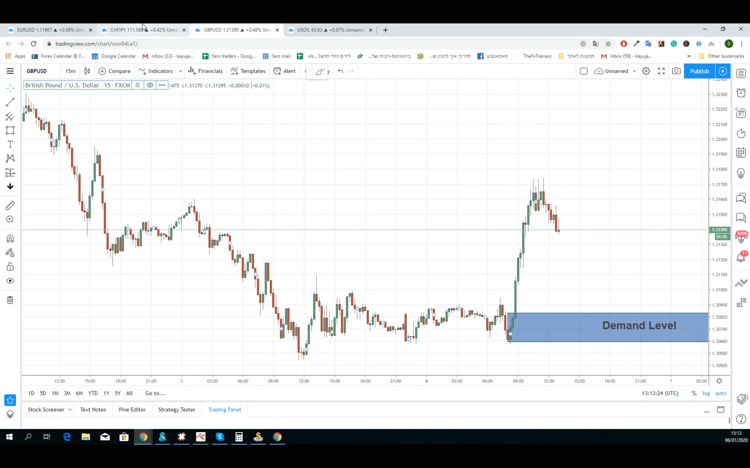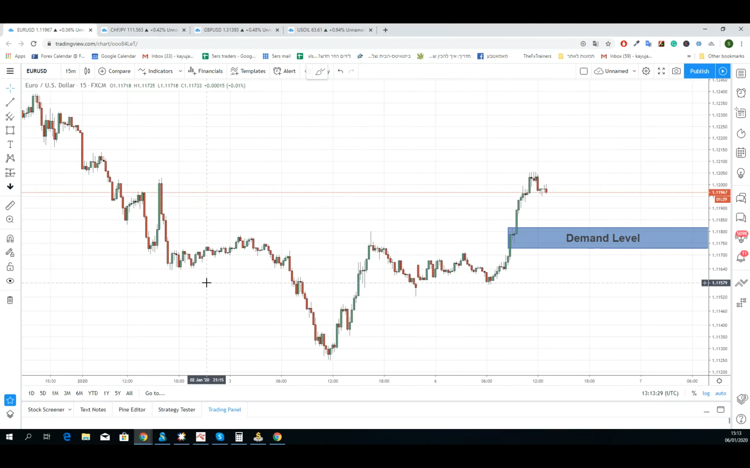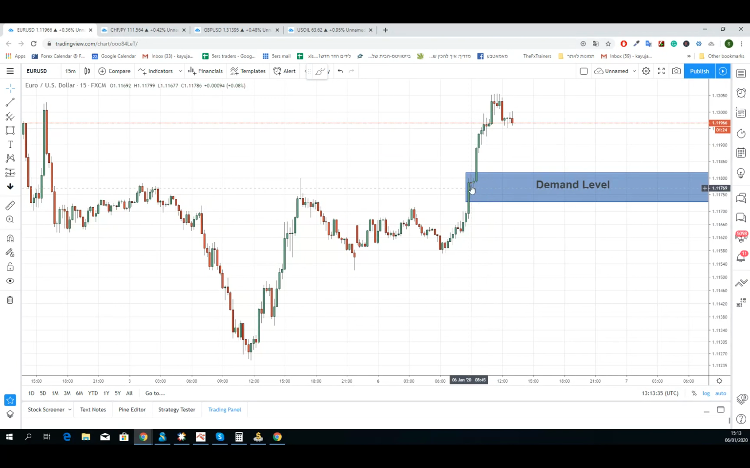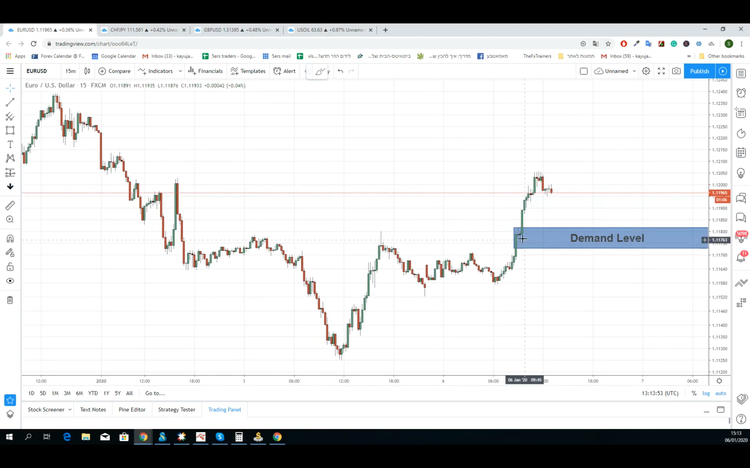Okay, last one is the euro dollar. I'll start with the 15-minute chart, and as we can see below here, we have a kind of rally, base and rally, which creates these little small candles. Seems like a great demand for a buy position. Okay, so I'll definitely consider buying this demand, only if and when the price, of course, reaches this demand.